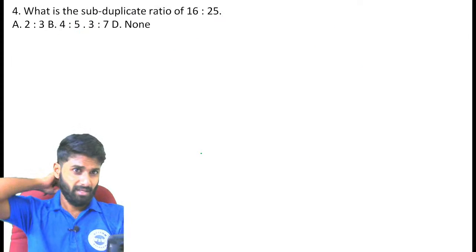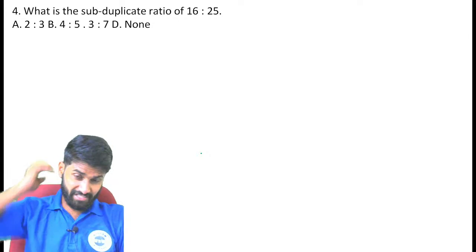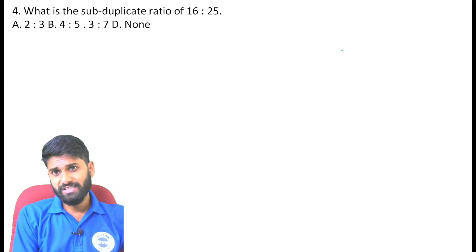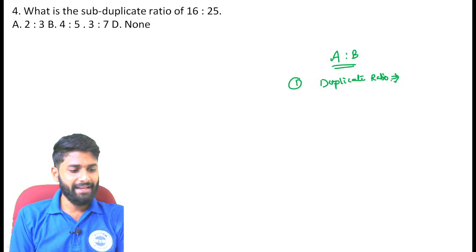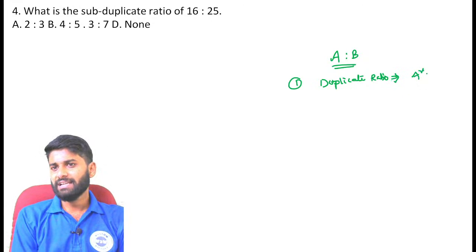Next one. What is the subduplicate ratio of 16 is to 25? Then what is the concept? Now see, I will tell you that. If there is a ratio of two numbers, A is to B, and you want the duplicate ratio, duplicate ratio means the square of that number, guys. If any ratio is given and you want to find the duplicate ratio, the answer is exactly A square is to B square.